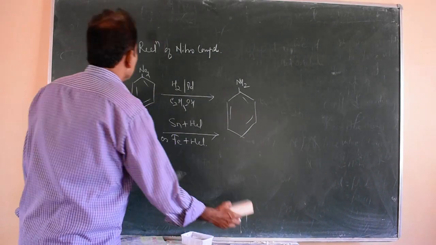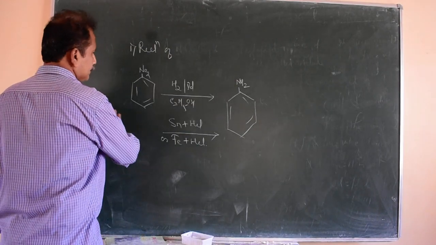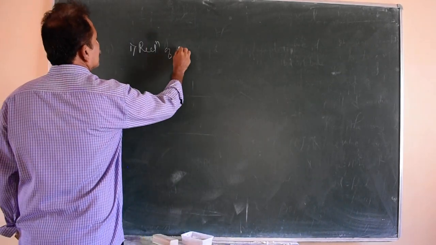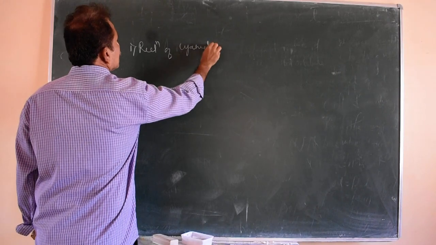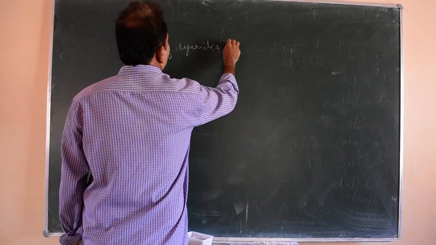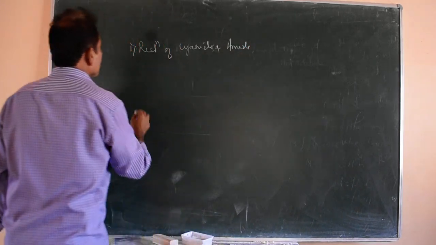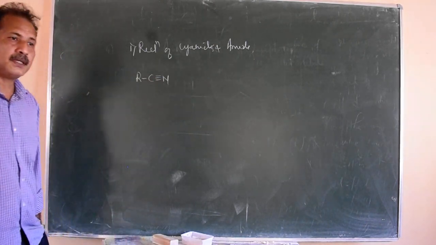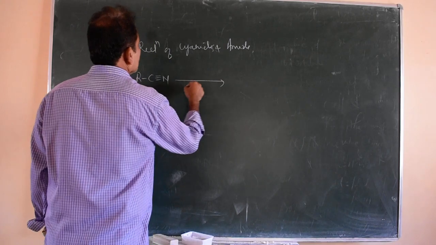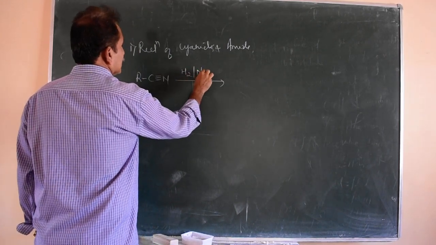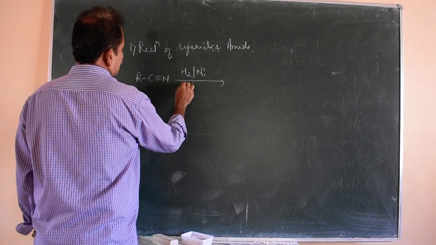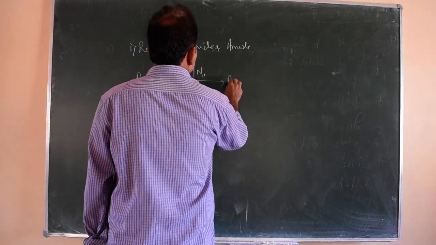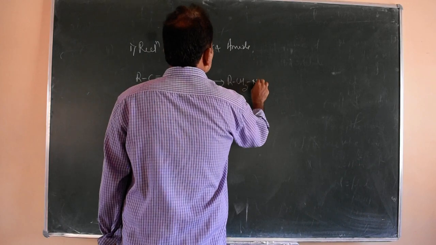Then we had seen reduction of cyanides, or nitriles, and amines. So what was that? R dash C triple bond N. You can use H2, nickel, C2H5OH. So you can get R-CH2-NH2.